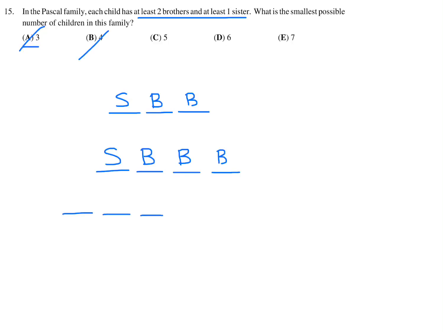Let's try 5 kids. So let's try 2 girls and 3 boys. This girl has to have at least 2 brothers. She does. And she has to have at least 1 sister. She does. And now let's look at the boys. This boy has to have at least 2 brothers. He does. And he has to have at least 1 sister, which he does. So there you go. 5 is the smallest possible number of children in this family. So 15, the answer is C.